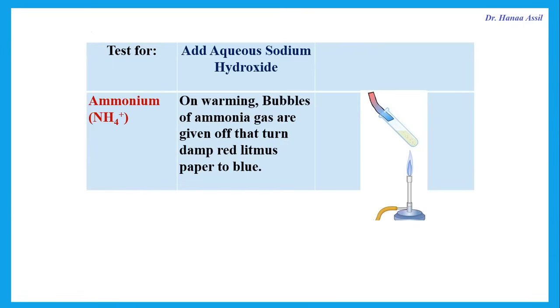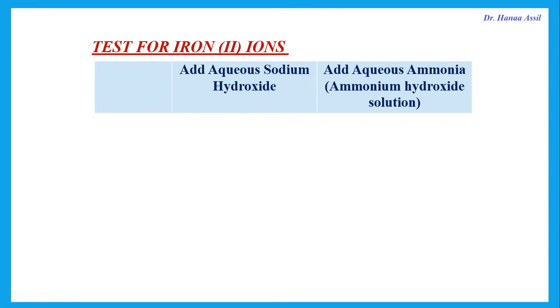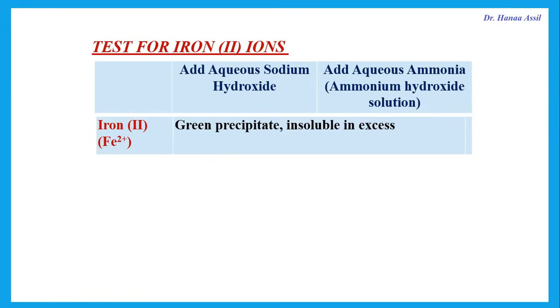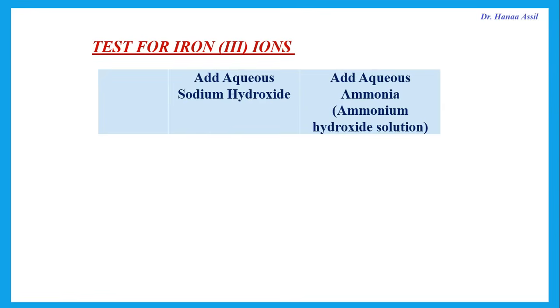Test for ammonium ions. We said we add sodium hydroxide, warm gently, and bubbles of gas are given off that turn damp red litmus paper to blue. Iron 2, with both sodium hydroxide and aqueous ammonia, we get a green precipitate, insoluble in excess, and if it is left standing, the precipitate turns reddish brown because it becomes oxidized by oxygen in the air.